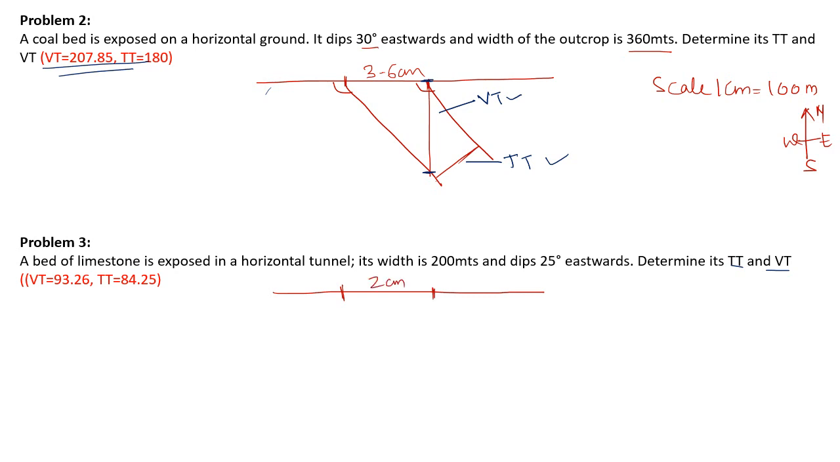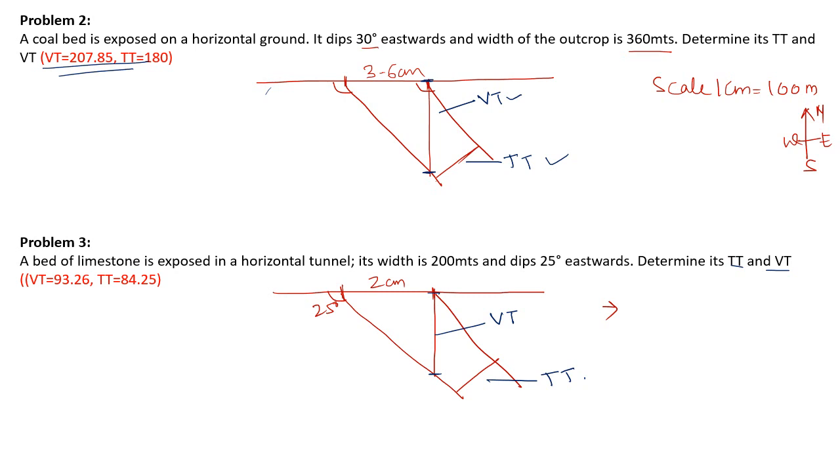Then again it is towards the east line only, eastwards only. So I'll drop lines. I'm measuring here as 25 degrees. Then I'll drop a line here and measure this distance, from this to this. I'll get VT. Then I'll measure this distance perpendicularly and I'll get TT also. In the same way you can put it in the equation and you will get the answers for it.